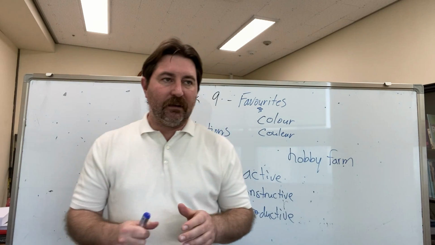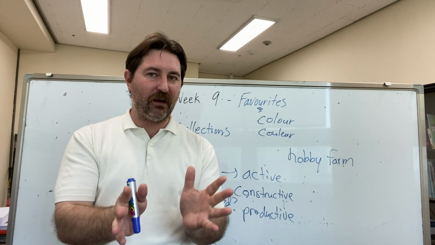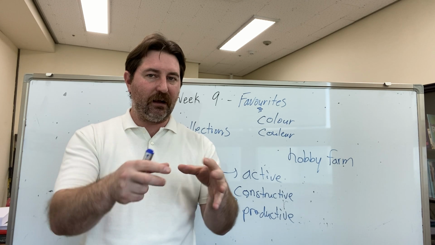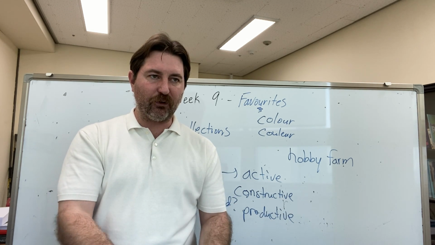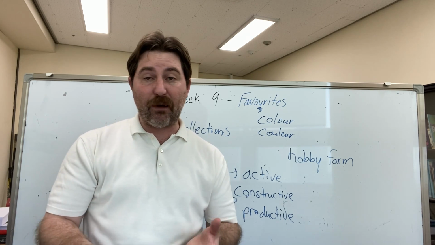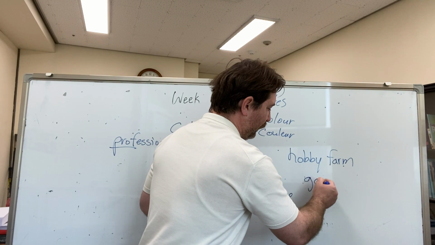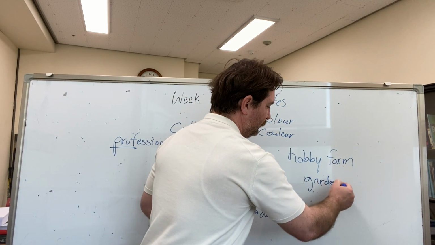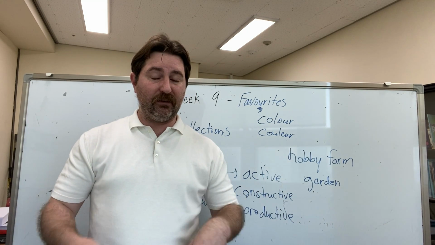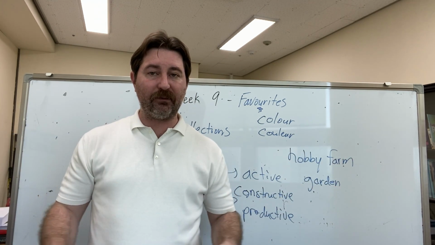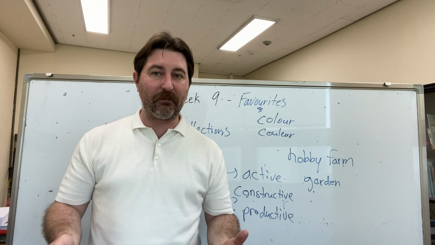But it's not an exact science. If you have in your house some plants and you're growing them, you're eating them, or they're flowers or whatever, you call that a garden. In English, we call it a garden. Hobby farm is a bigger area. It's a larger piece of land which actually produces a significant amount of food.